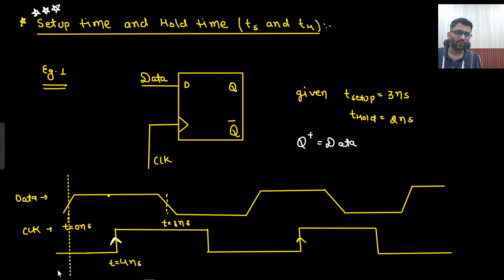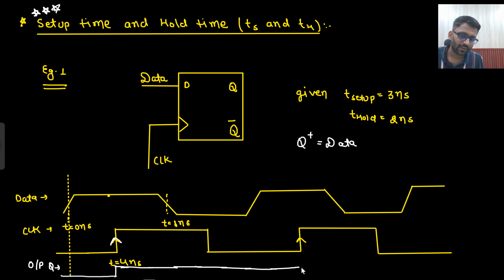So how will your output look? If you don't know what setup time is, if you don't know what hold time is, then how would you make your output? Output means I am making my Q. You will say, sir, initially it is 0. Just as the positive edge comes, it will see what is applied here. 1 is applied, so it will sample 1. Until the next positive edge, it will sample only 1. Then it will again see what is applied. Okay, 1 is applied. So till the next positive edge, it will sample 1 only.